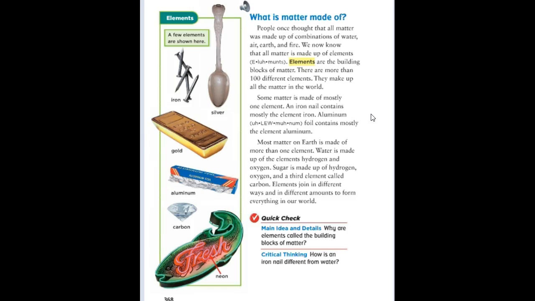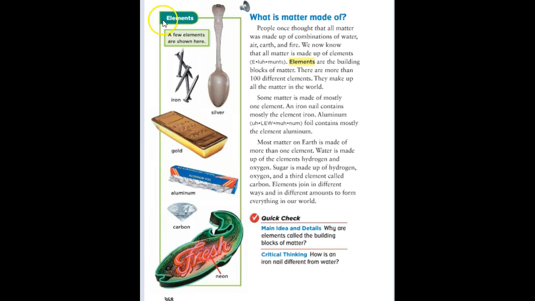Aluminum foil contains mostly the element aluminum. Most of matter on Earth is made of more than one element. Water is made up of the elements hydrogen and oxygen. Sugar is made up of hydrogen, oxygen, and the third element called carbon. Elements join in different ways and in different amounts to form everything in our world.